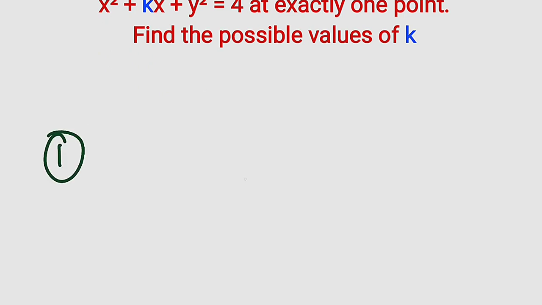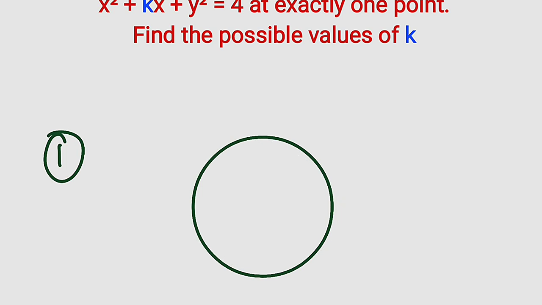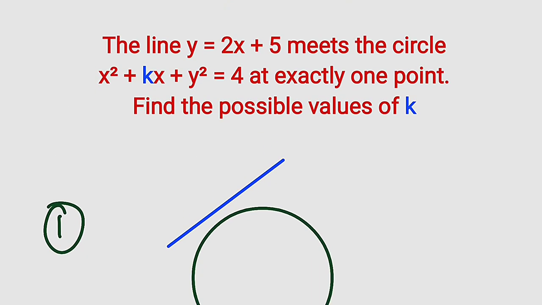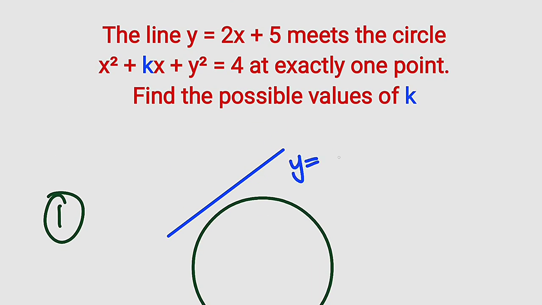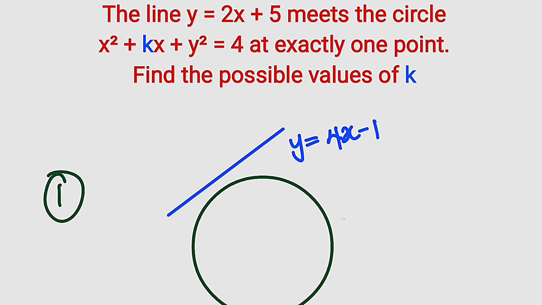The first question here, let's assume we have a circle here. According to the question, we have a line which does not intersect the circle, so it will pass just above or below, we don't know. What is the equation of the line? It is 4x minus 1, so we have y equals 4x minus 1, and the circle has the equation x squared plus 2x plus y squared equals k.